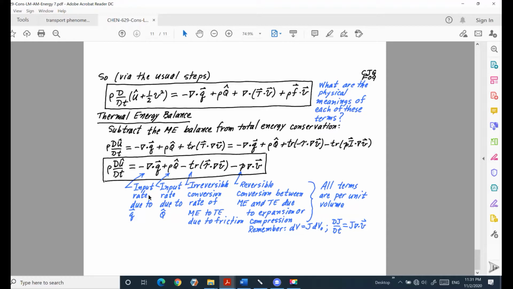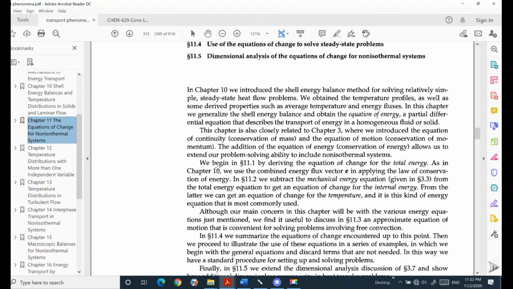So this is our thermal energy balance. This is the input rate due to conduction, the input rate due to radiation, and this is the irreversible conversion rate of mechanical to thermal energy due to friction. And this is the reversible conversion between mechanical and thermal energy due to expansion or compression. So we just reviewed our derivation of the total energy, mechanical energy and thermal energy. Now we can move on to chapter 11.